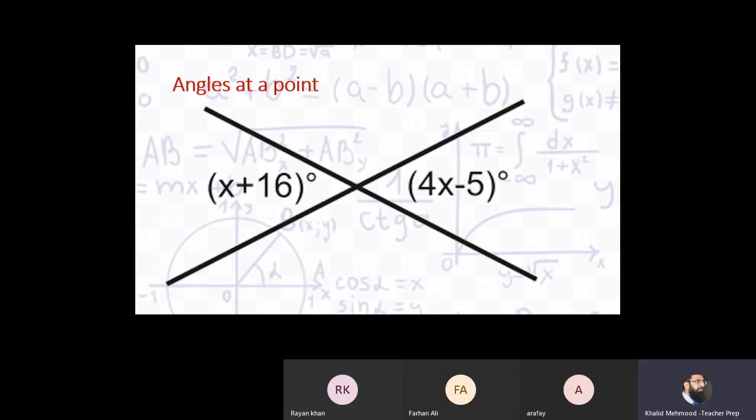Now let's see this example. This is an example of vertically opposite angles, and you know that vertically opposite angles are equal. So if this is x plus 16, this is equal to 4x minus 5, because these are vertically opposite angles.